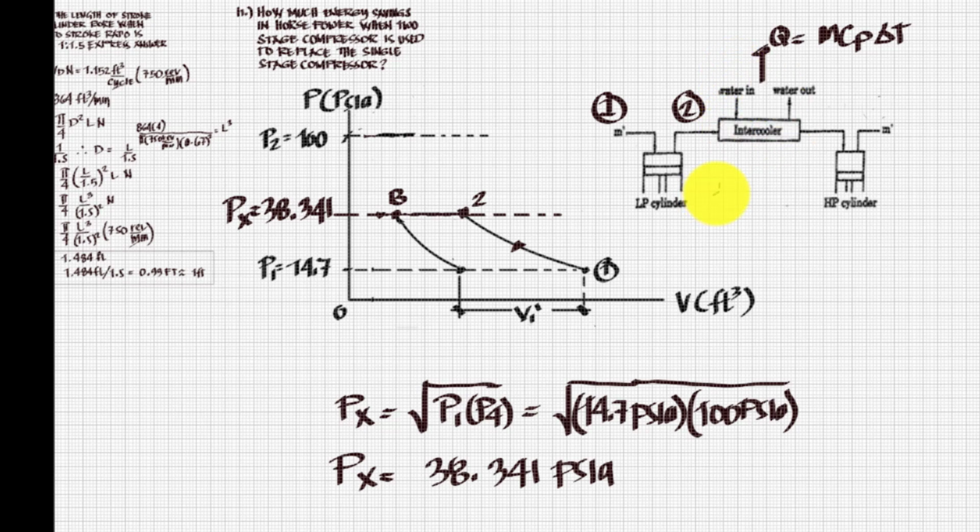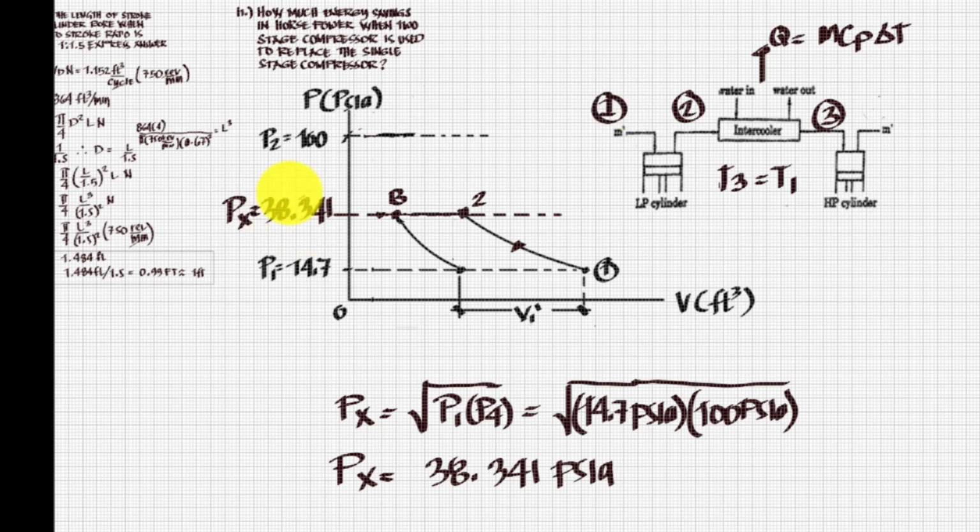Now, what happens in the intercooler is that it is believed that the temperature at point 3, so we have here your point 3, is equal to T1. That is the purpose of the intercooler: to lower the temperature in such a way that it will be equal to temperature 1. But the pressure is still the same.